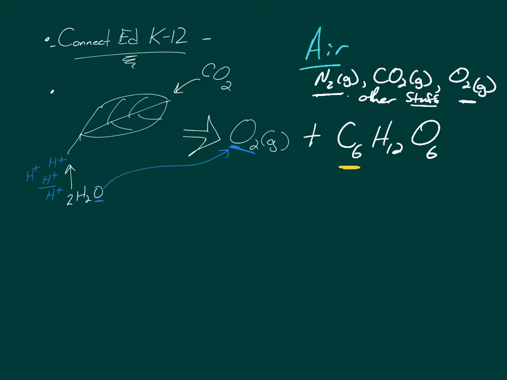You already told me that the carbon and sugar comes from air. You already said that. Specifically, what gas in air does the carbon come from? Carbon dioxide. How many carbon dioxides do you need to make one glucose molecule? Six. Six, thank you. That's what I was getting at.